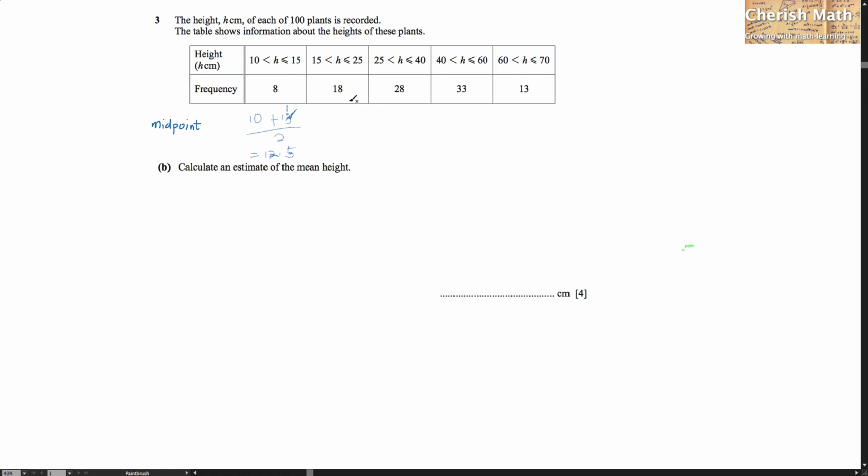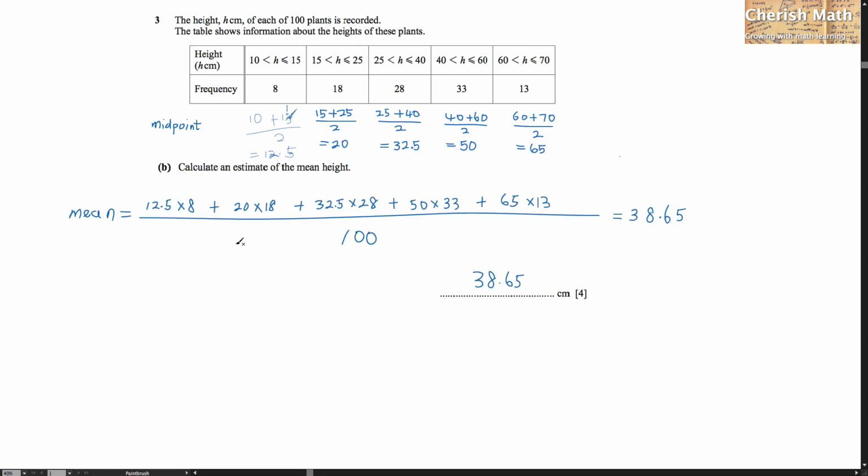And for the midpoints of the subsequent classes, I would just have to paste the answers here, and it is all here. Here is the calculation for the mean height. We have to take the value of the midpoint multiplied by the respective frequency of the class, and take the sum of each of these classes divided by 100 as the sum of the frequency, which is 100 plants. And the value that we are getting here is in fact 38.65 as the mean height for this question B.